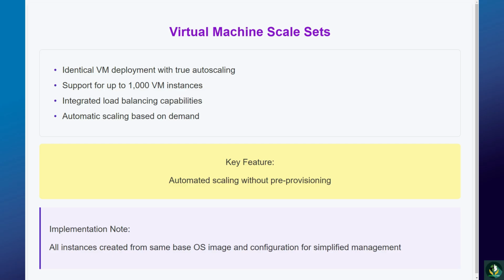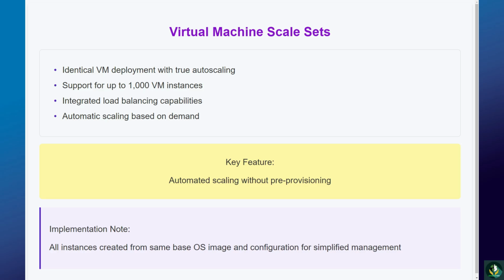Load distribution. At Layer 4, scale sets integrate seamlessly with Azure Load Balancer for basic traffic distribution. For more sophisticated needs, they work with Azure Application Gateway, providing Layer 7 traffic distribution and SSL termination. This integration ensures your application remains responsive even as instance counts change.